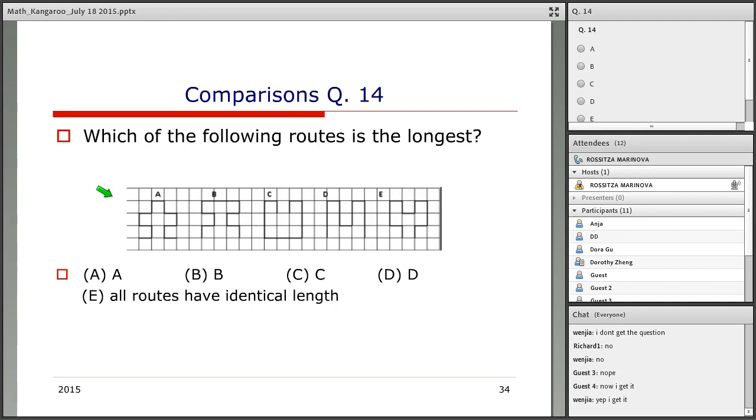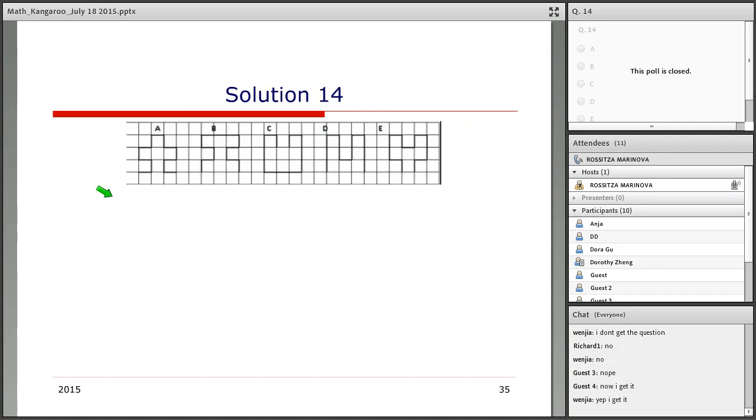So when you count these lines, you will be able to get the distance covered by that particular route. And yes, somebody already gave me the answer, and some of you are working, but we will be closing the poll over here. Excellent job. One student already gave me the answer.